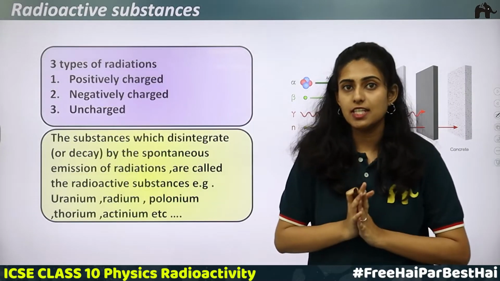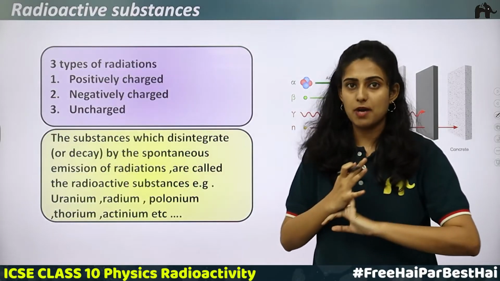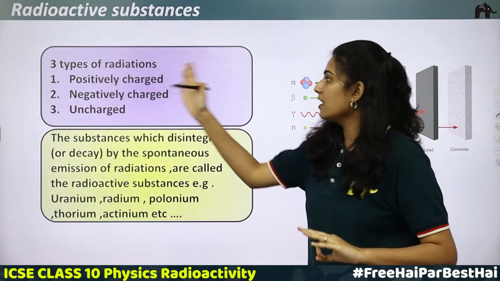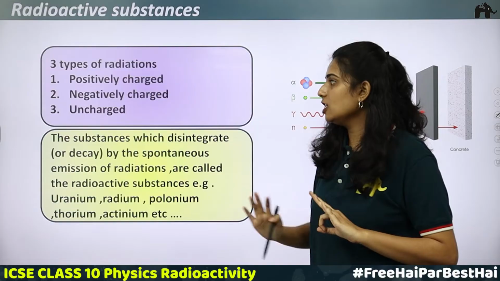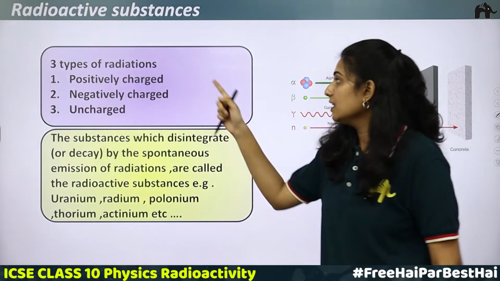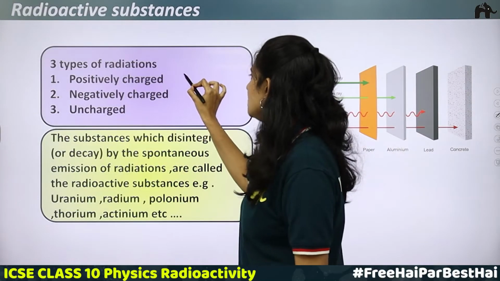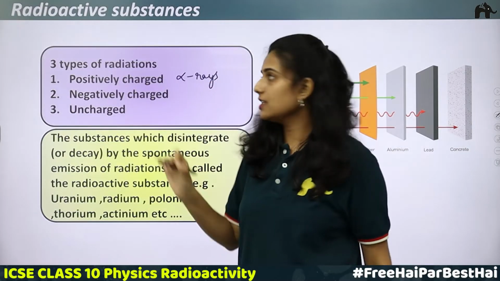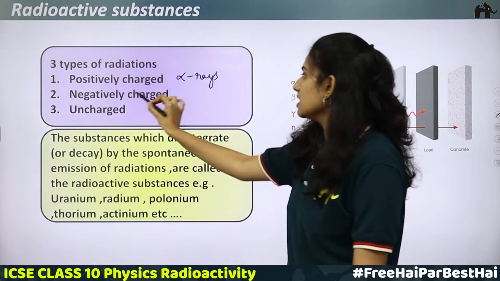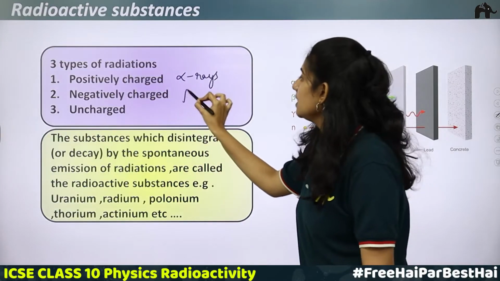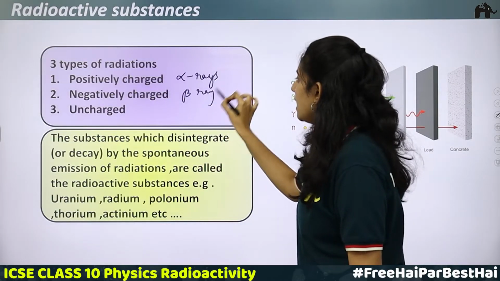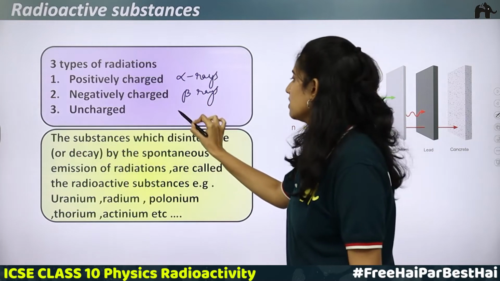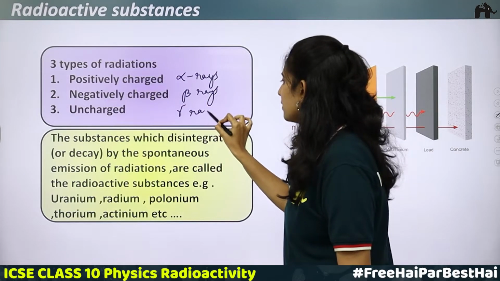On further investigation, he found that there are three types of radiations. One is positively charged, the second negatively charged, and the third uncharged. The positively charged radiation is called alpha rays or alpha particles, the Greek letter alpha. Next, beta rays are negatively charged particles, and uncharged rays came to be known as gamma rays.